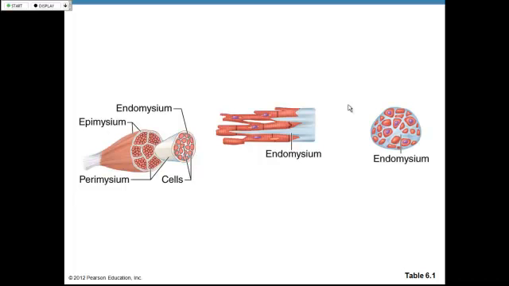And then each individual muscle cell, this is one muscle cell, we're looking at it in a different direction now. That connective tissue covering on each individual cell is called an endomysium.